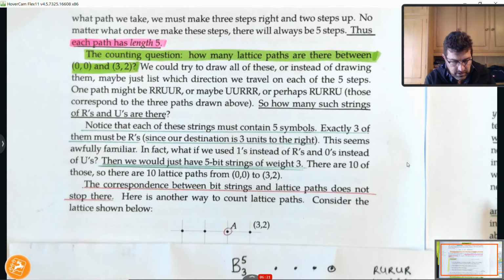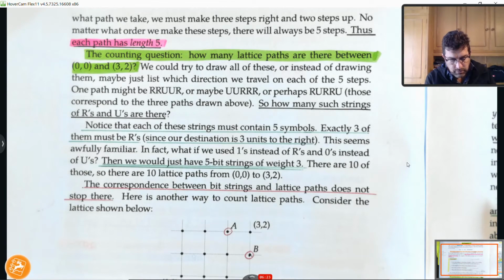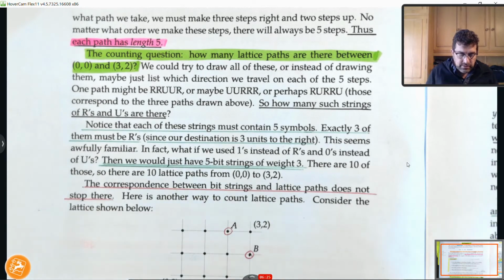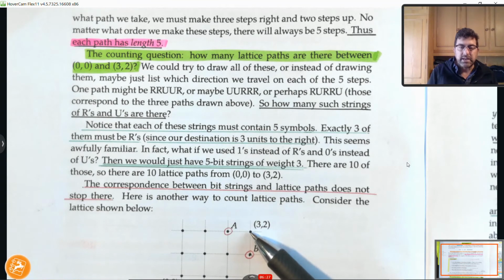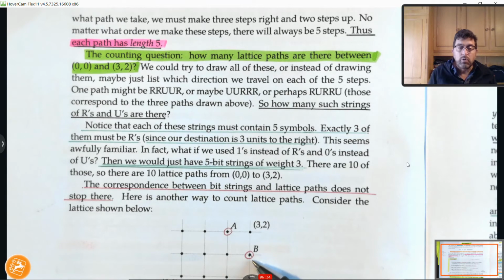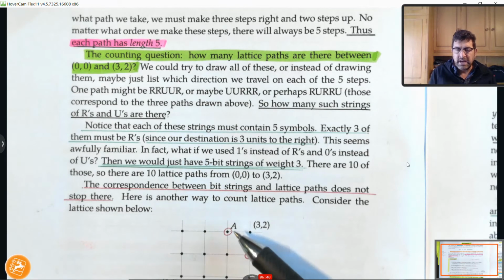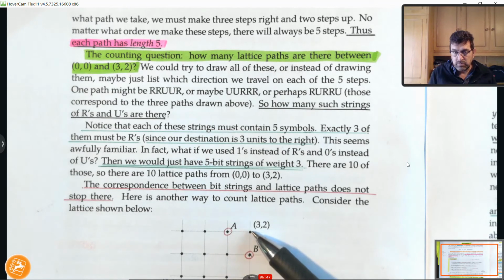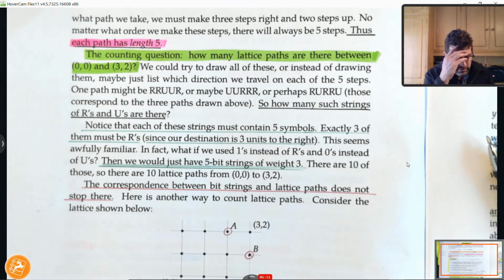Consider the following lattice shown below. To get to that point there, every single path will either pass through point A or through point B. There is no way they can skip either of those points. So it's either going to go through there or here. It's not going to go through both at the same time, because that would mean we went right, down and up again. So it goes through one of those two.